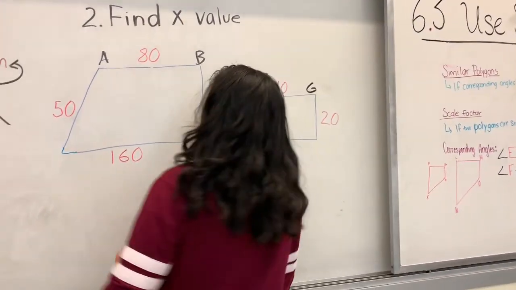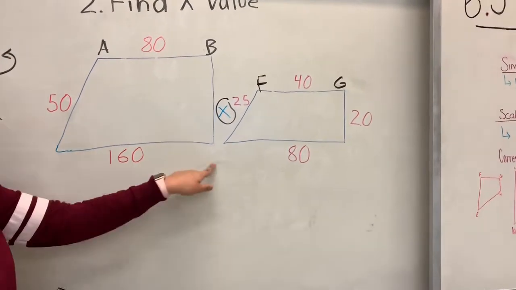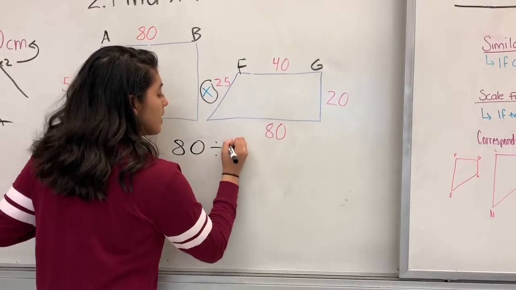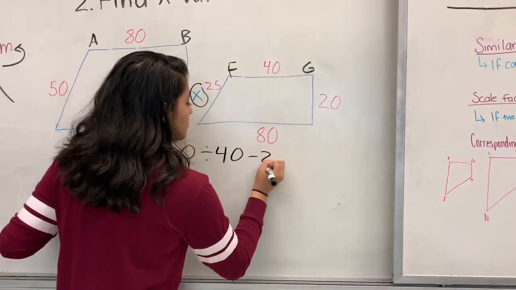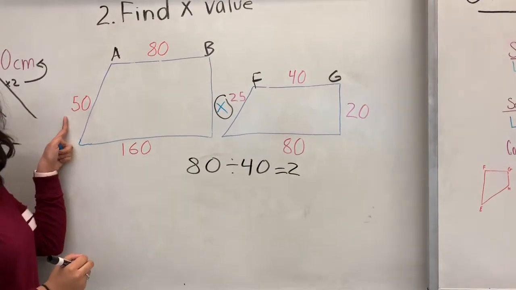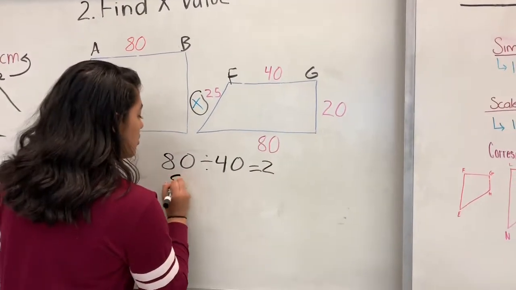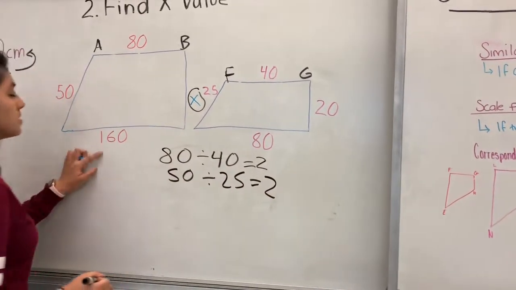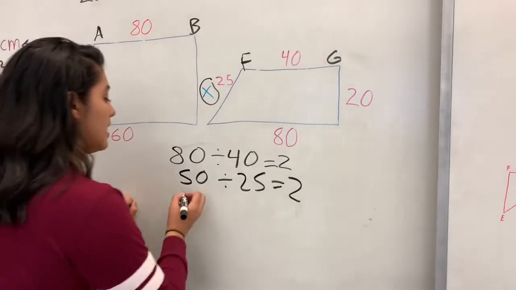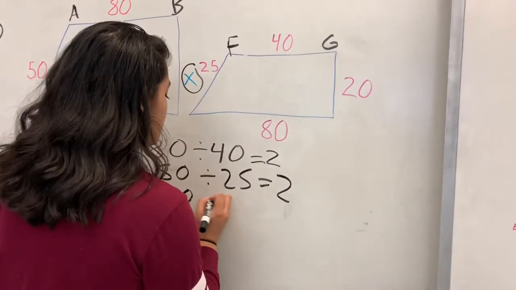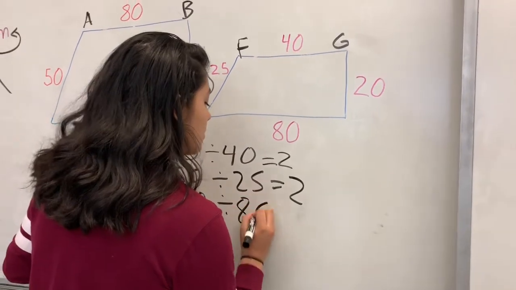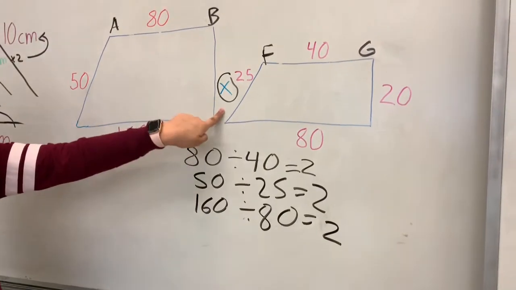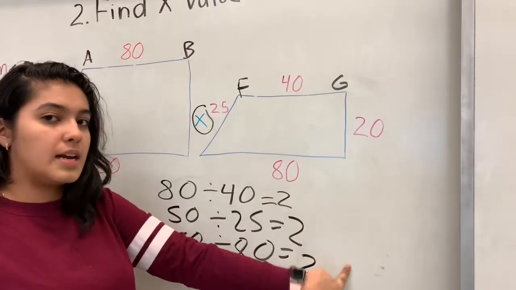So what we're gonna do to find x, we have to find all the other ones, okay? So we're gonna do 80 divided by 40, and we know that's gonna be 2. We're going to do the same thing here, 50 divided by 25, and we know that's going to be 2. And we're going to do that for all the sides. And then 160 divided by 80, that's also going to be 2. And then we're going to do the last side, which is the side that we're trying to figure out with x.